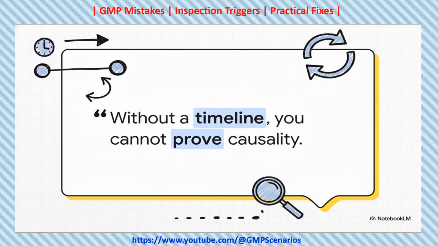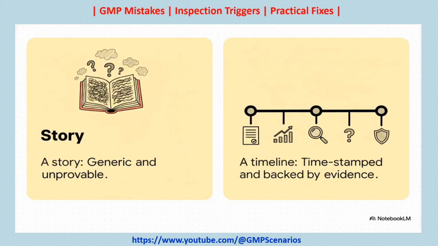This is it. Seriously, this is the whole game right here. If you don't have a timeline, you cannot prove causality, period. If event A happens at 10:05 and event B happens at 10:07, you can at least start to ask, hey, did A cause B? But without that timeline, you're just guessing. You might have two things that happened around the same time, but you can never, ever prove one caused the other. So this is the fundamental choice every single investigator has to make on every single case. Are you going to write a vague, unprovable story, or are you going to build a specific, timestamped timeline that's backed up by hard evidence?